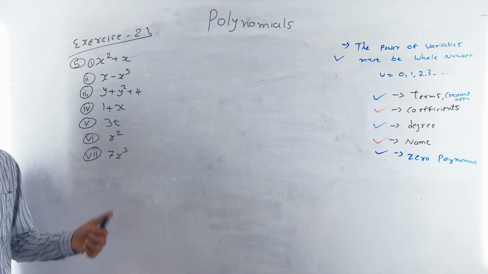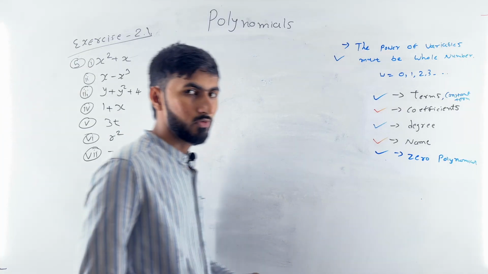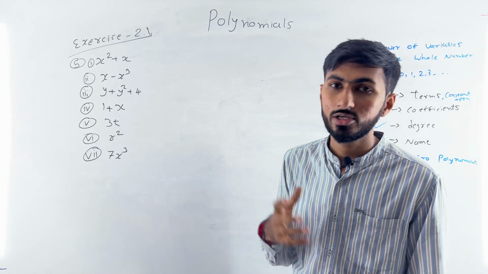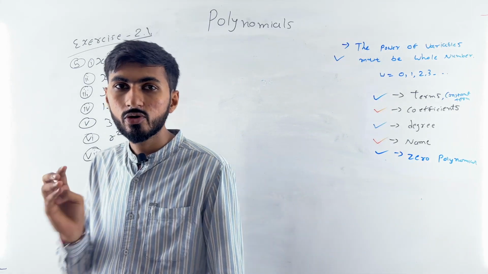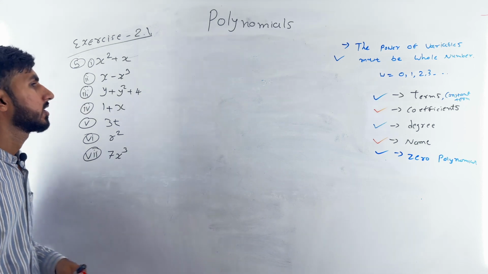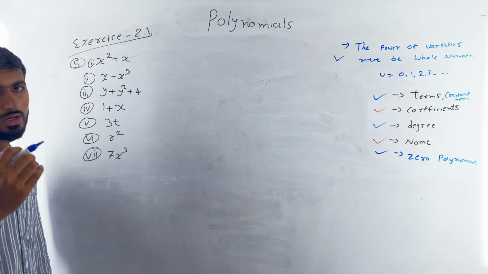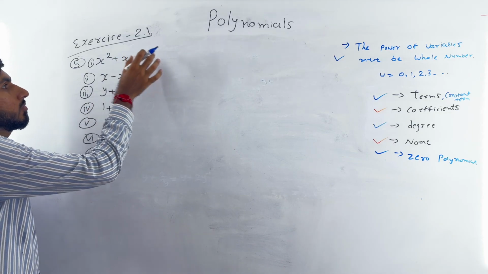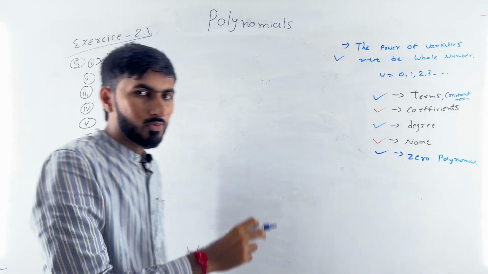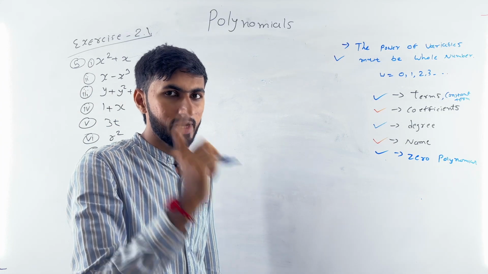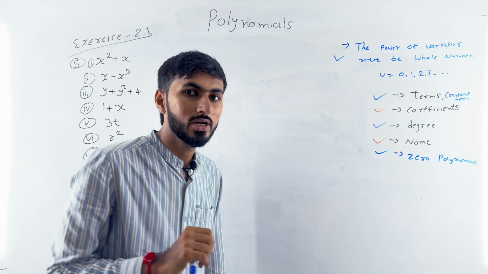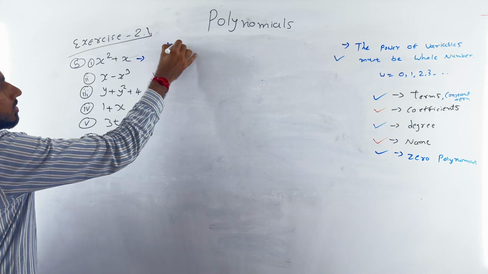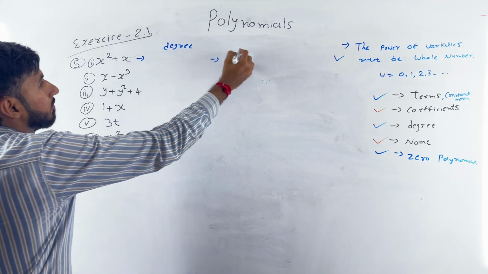Now here I have the fifth and last question for exercise number 2.1. I have to write the name of the polynomial, whether it is a linear polynomial, quadratic polynomial or cubic polynomial, right? So it is very easy. These are the names by degree, right? If the polynomial has degree 1, it is a linear polynomial. If degree 2, it is a quadratic polynomial. And degree 3, it is a cubic polynomial. So we have to identify the degree for this and then we can name it.